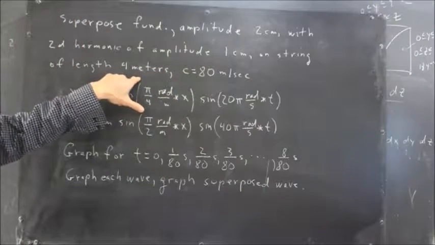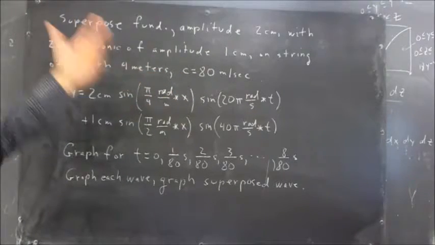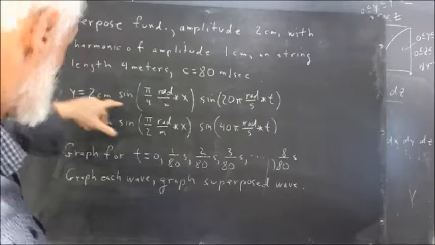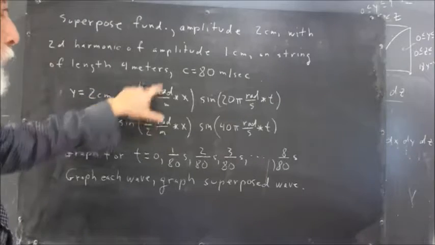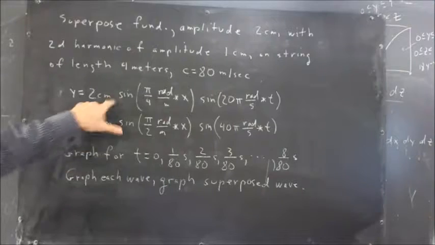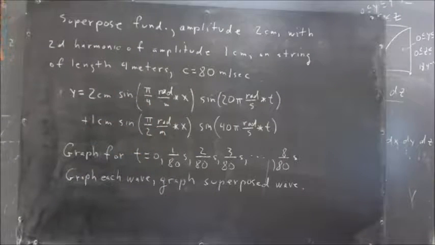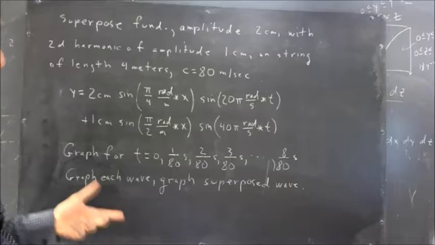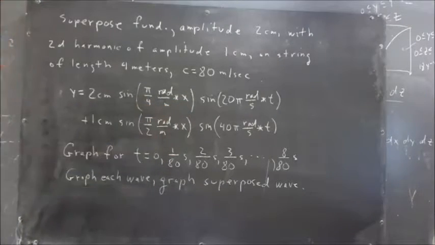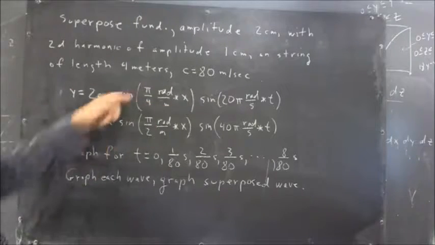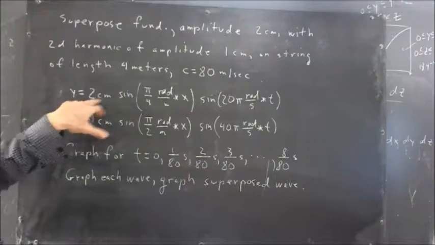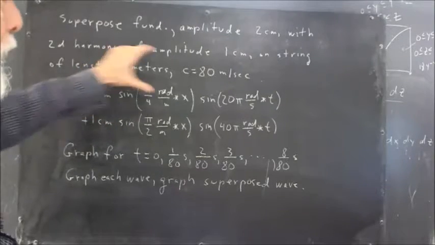A string of length 4 meters, the fundamental is going to have a wavelength of 8 meters, giving you a sine of pi over 4 radians per meter times x. Now, you should understand how to make that transition. I'm not going to explain it in detail right now. Simply test the fact that if you change x by 8 meters, this changes by 2 pi, and that verifies the quantities here. You multiply that by the 2 centimeters, that gives you your basic amplitude function.